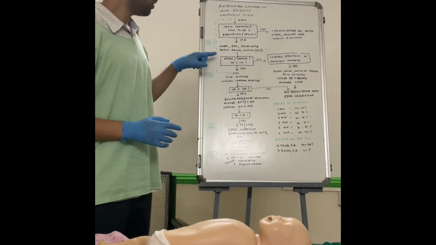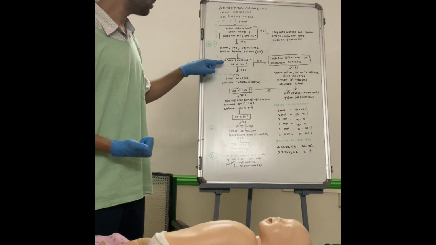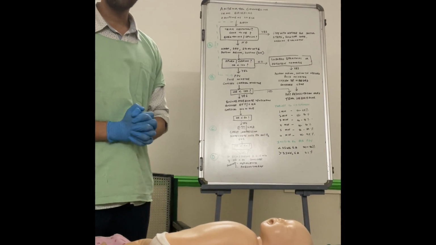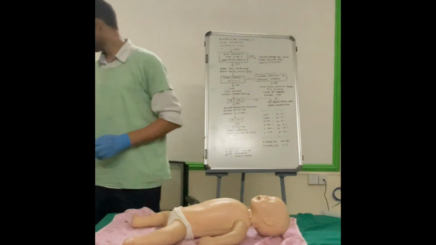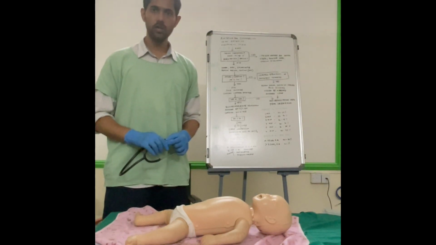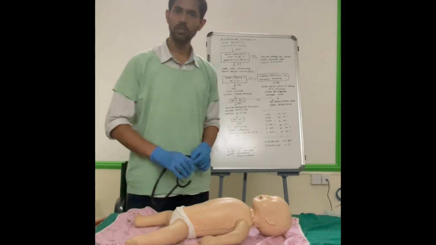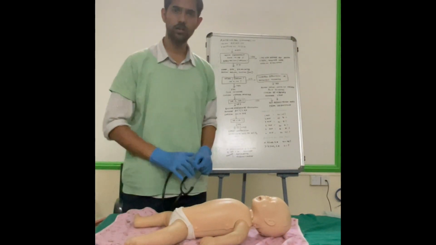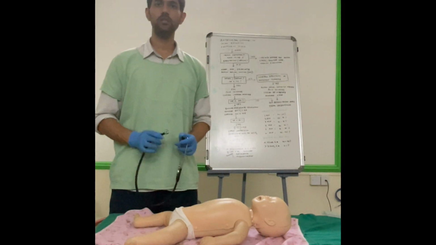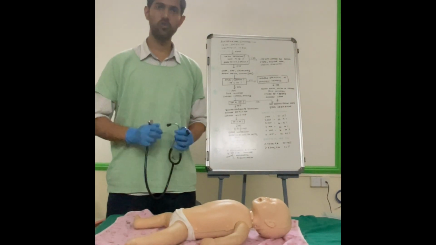But respiration, and heart rate also. How do you check for heart rate? Heart rate should be checked by stethoscope only. You should not try to check the heart rate by assessing the pulse or by holding the umbilical cord. You should always assess by stethoscope only. And there is a method described in NRP to assess the heart rate.